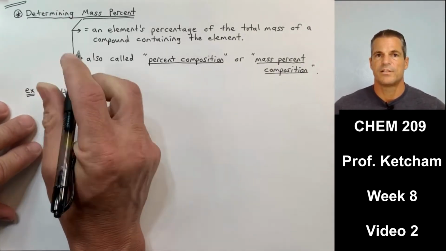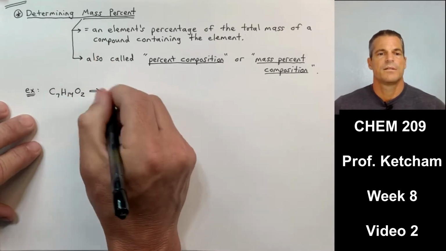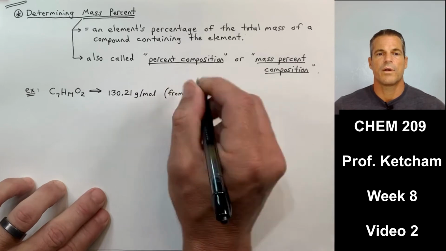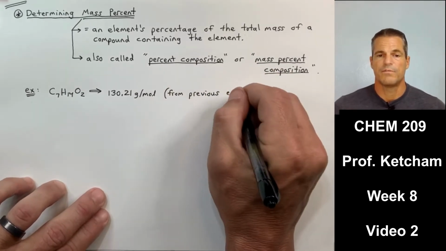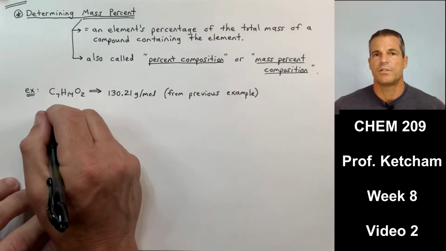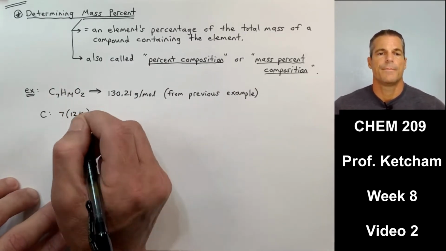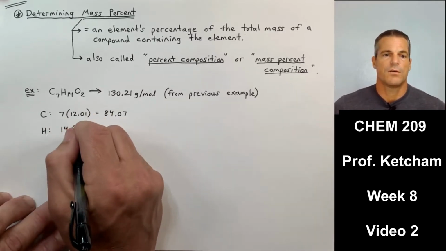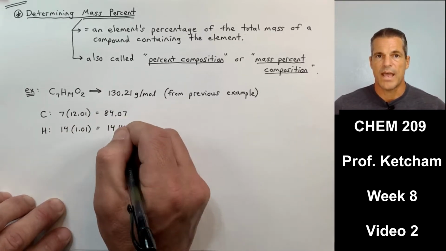All right, let's do an example for mass percent. C7H14O2, 130.21 grams per mole. This is from the previous problem, if you remember. So they're going to ask us something about C7H14O2 here. We want to find the mass percent. So we're going to need to know the individual mass contributions.